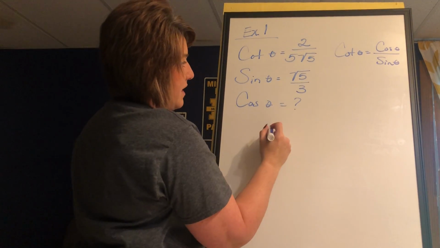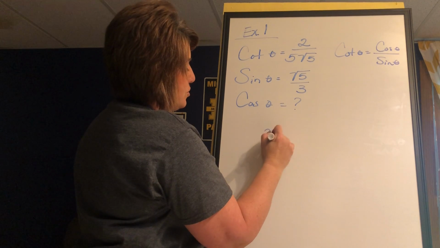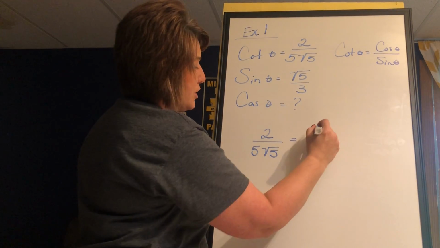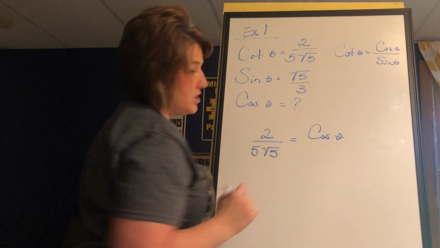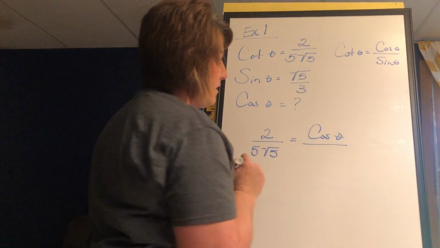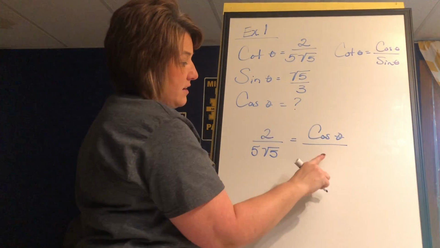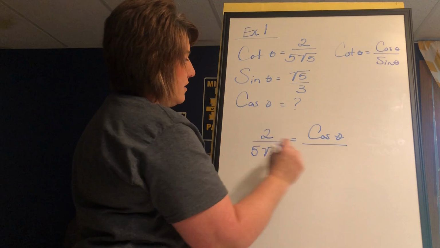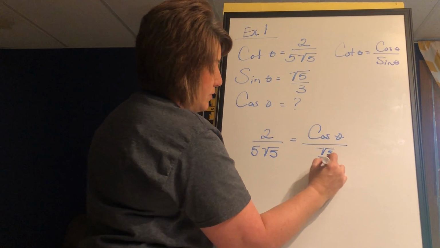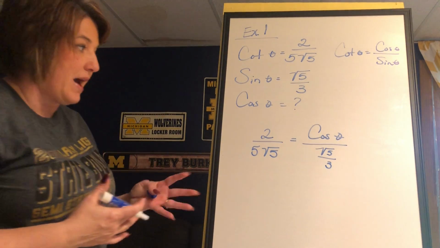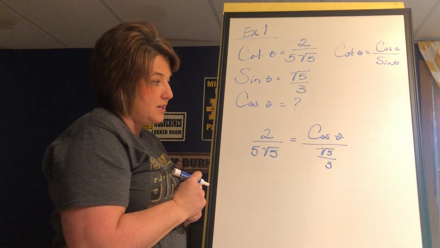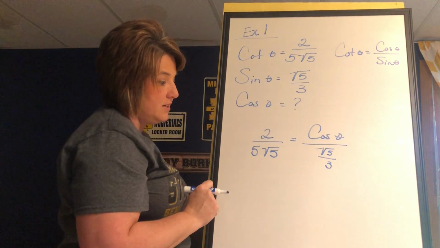So I'm just going to rewrite that. Cotangent is 2 over 5 square root of 5. That's equal to the cosine of theta, which is my variable basically. I don't know what that is, so I'm going to leave it cosine of theta, over the sine of theta. Sine of theta is going to go down here, and we know what the sine of theta is. It's the square root of 5 over 3. So now basically you have a one-step equation here, and you need to solve for cosine of theta.